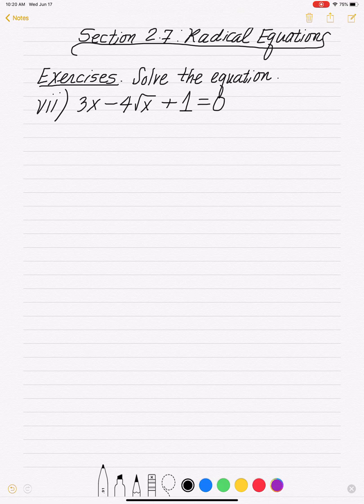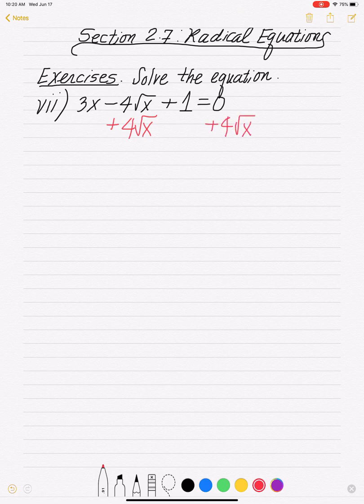So here we go. We have 3x minus 4 radical x plus 1 equals 0. So remember, your strategy for solving radical equations should be to get the radical term by itself and make sure it's positive. Right now, the radical term we can see is minus 4 square root of x. It's not by itself and it's not positive. So the easy way to get it by itself and positive is to add 4 square root of x to both sides.